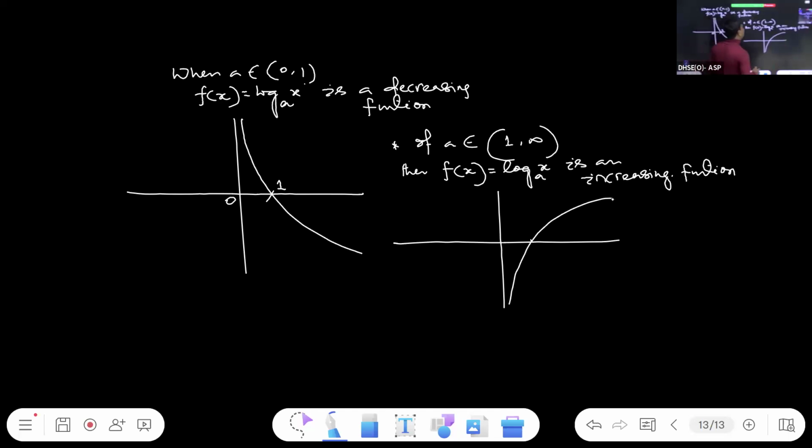If the base of the function is e, y is equal to f of x is equal to log x to the base e. It is called the natural logarithm. It is written as ln x. The graph of ln x is like this.